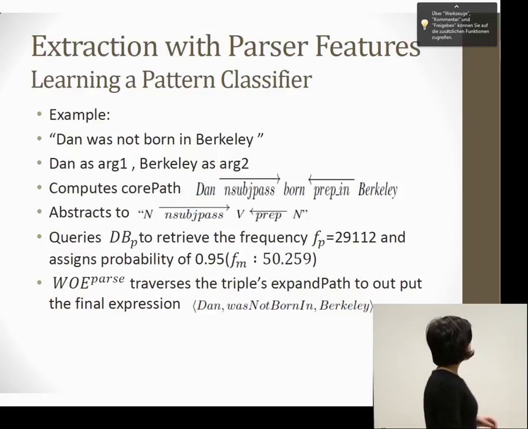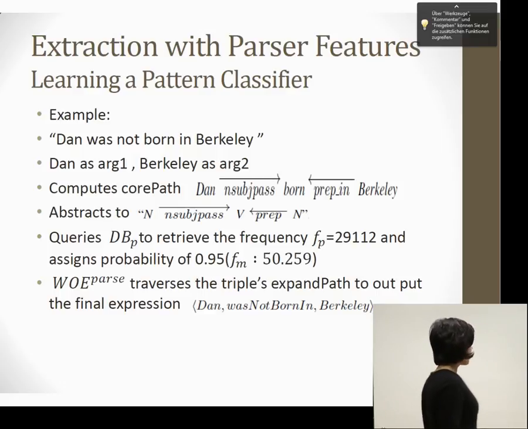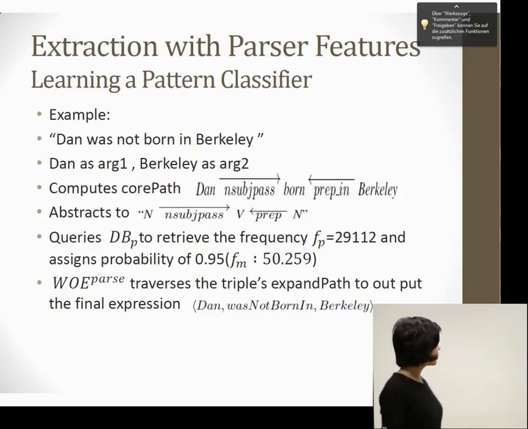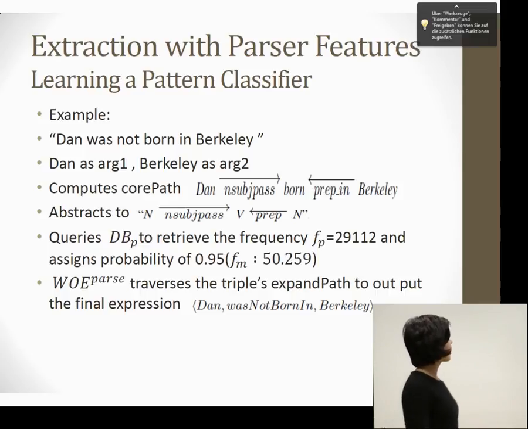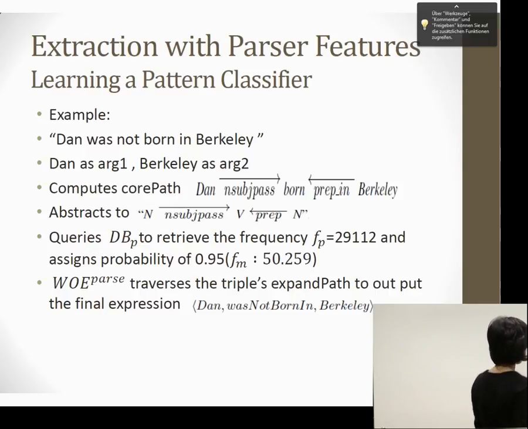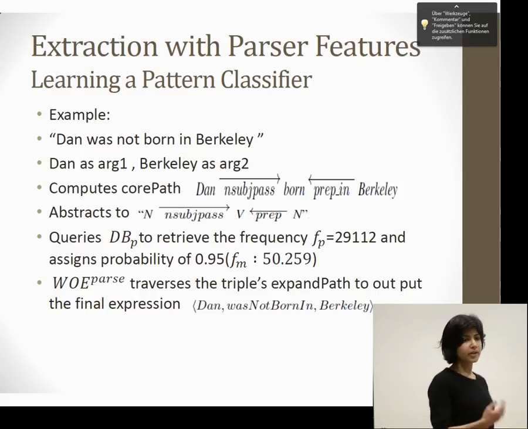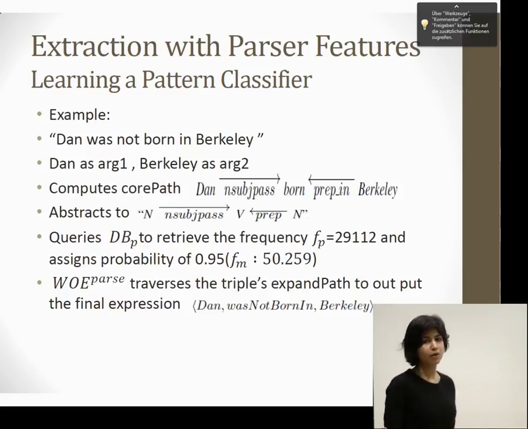Here is an example: Dan was born in Berkeley. We consider Dan as arg1 and Berkeley as arg2. Then we build the core path, abstract it to an extraction pattern, and then search through the database of patterns and extract the frequency of that pattern. Then we compute the weight for that, and if it's more than the threshold, it returns the final expression, which is the expanded path, not the core path, because the core path doesn't show all the meaning of the sentence.